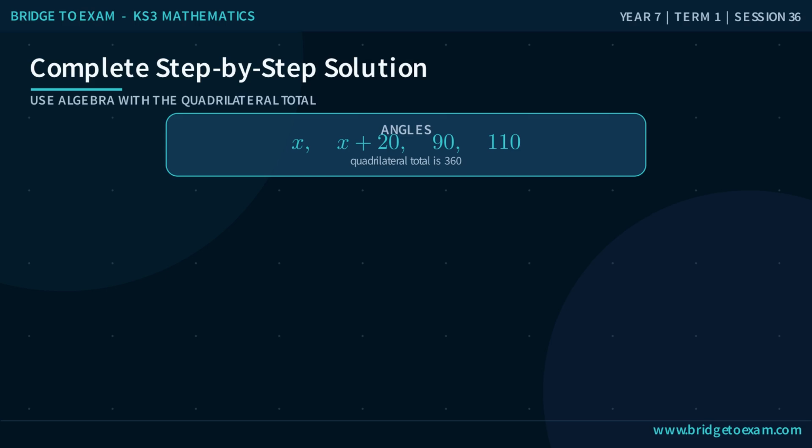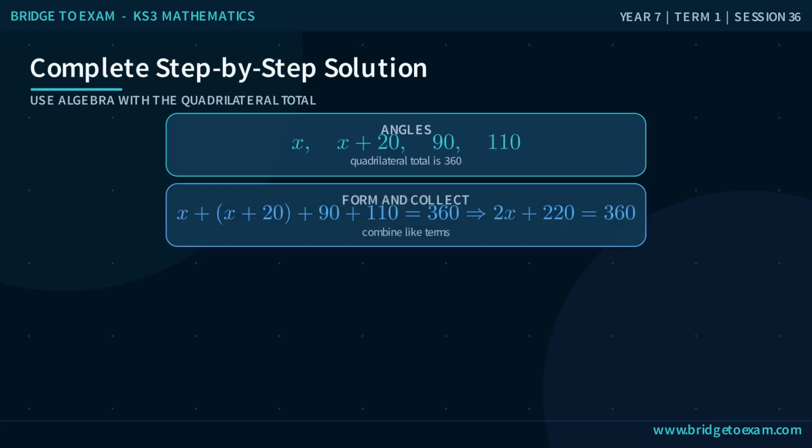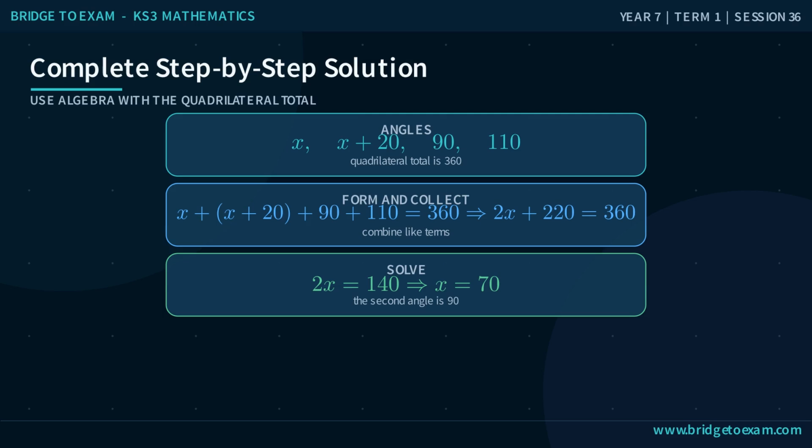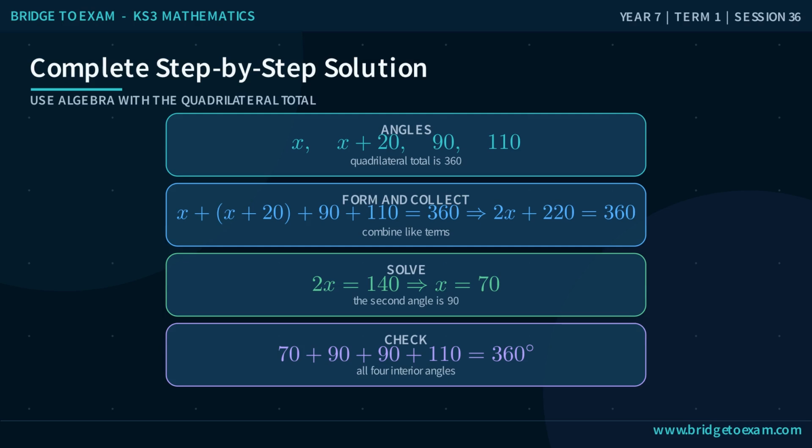Complete example. A quadrilateral has angles x plus 20, 90, and 110 degrees. Use the quadrilateral total. x plus 20 plus 90 plus 110 equals 360. Collect terms to get 2x plus 220 equals 360. So 2x is 140 and x is 70. The angles are 70, 90, 90, and 110 degrees.